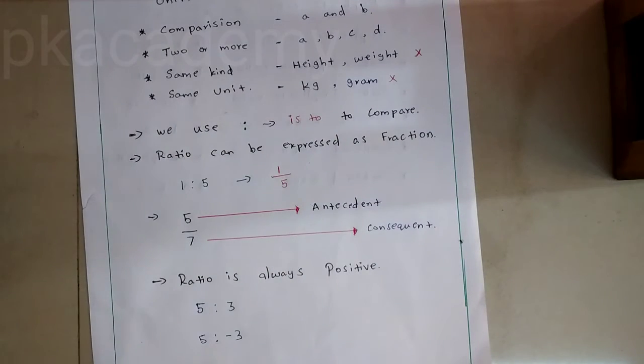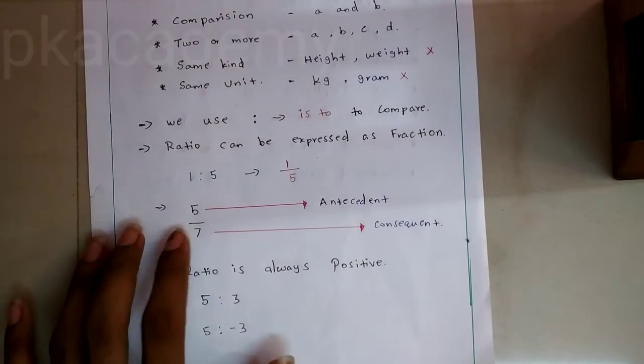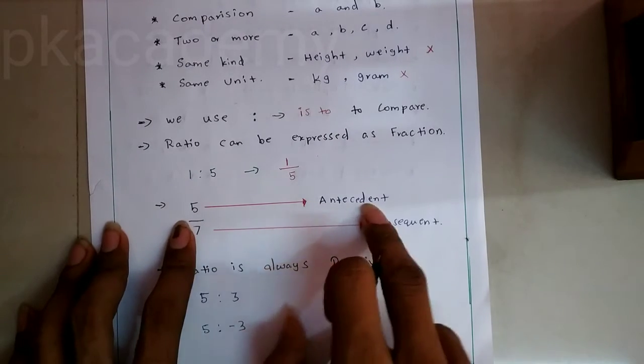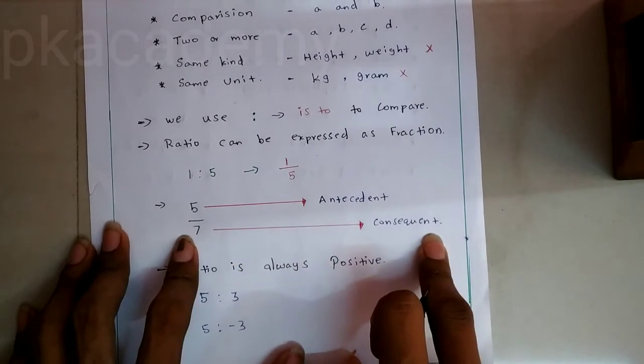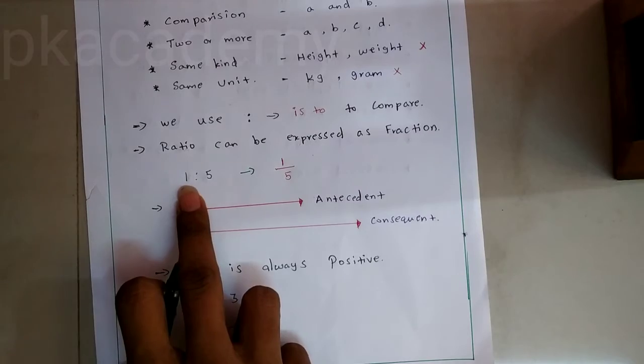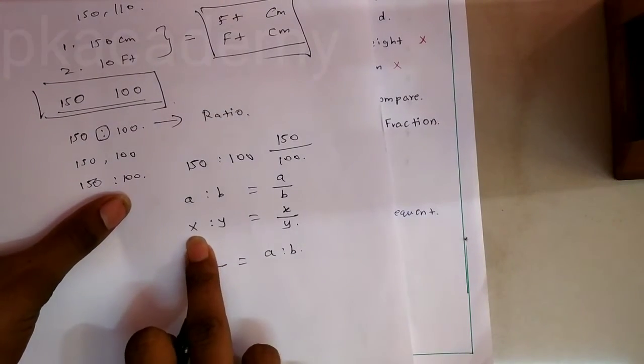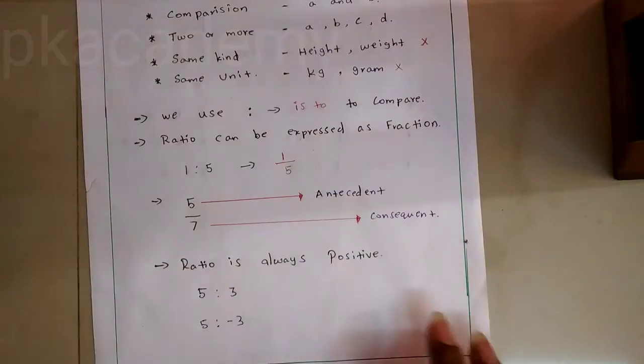Okay. Next we have to know what these numbers represent. The first number is the antecedent and the second number is the consequent. So here 1 is the antecedent and 5 is the consequent. Here X is the antecedent and Y is the consequent.